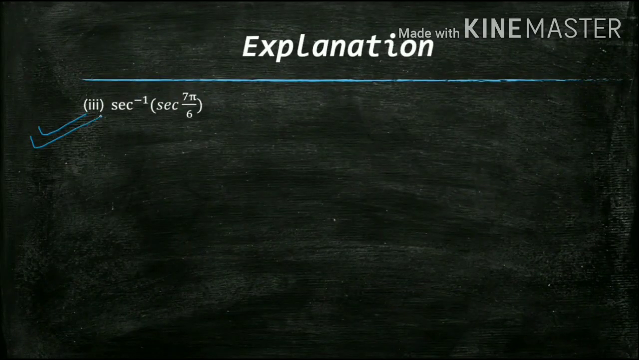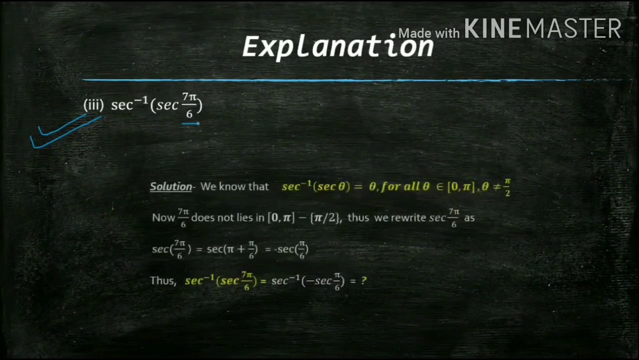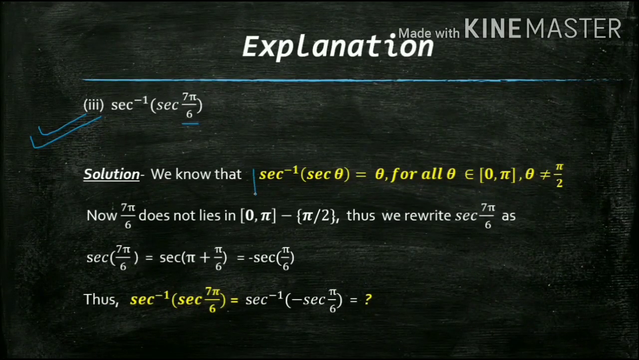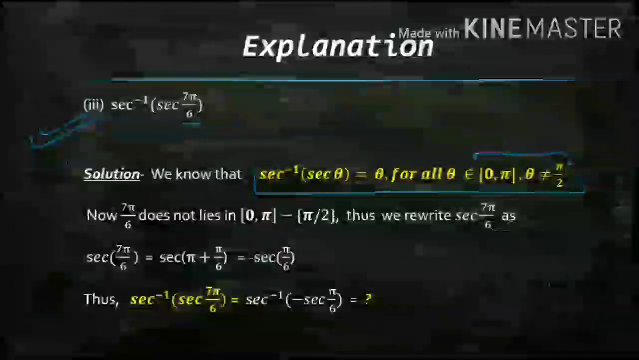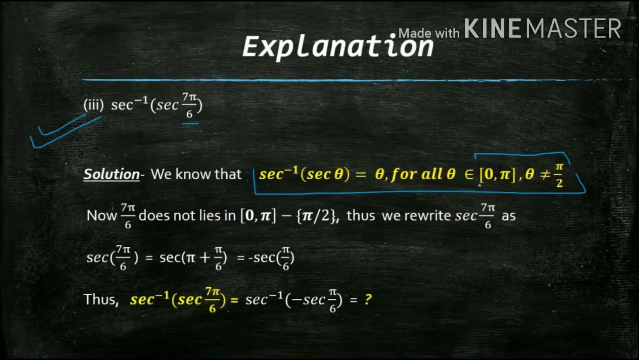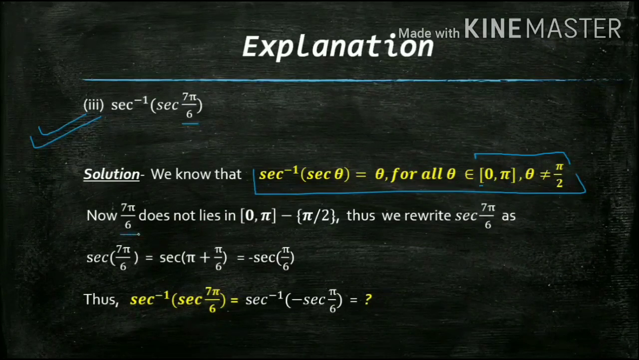So in the third, you need to find the value of sec inverse of sec of 7 pi by 6. Now we know that sec inverse of sec theta is equal to theta whenever theta lies in closed 0 to closed pi, not equal to pi by 2. Also, I told you just a small change, that 0 is included over here, right? Now 7 pi by 6 also does not lie in this region. Why? I told you how to check.